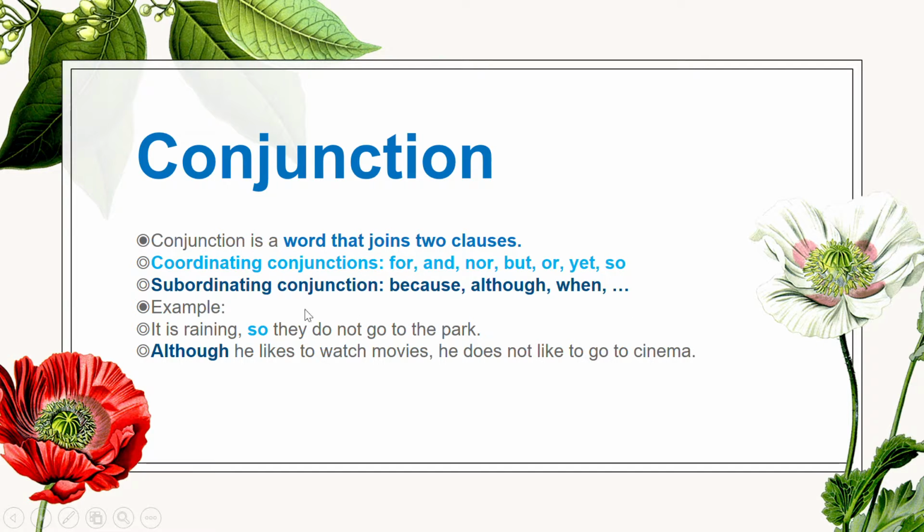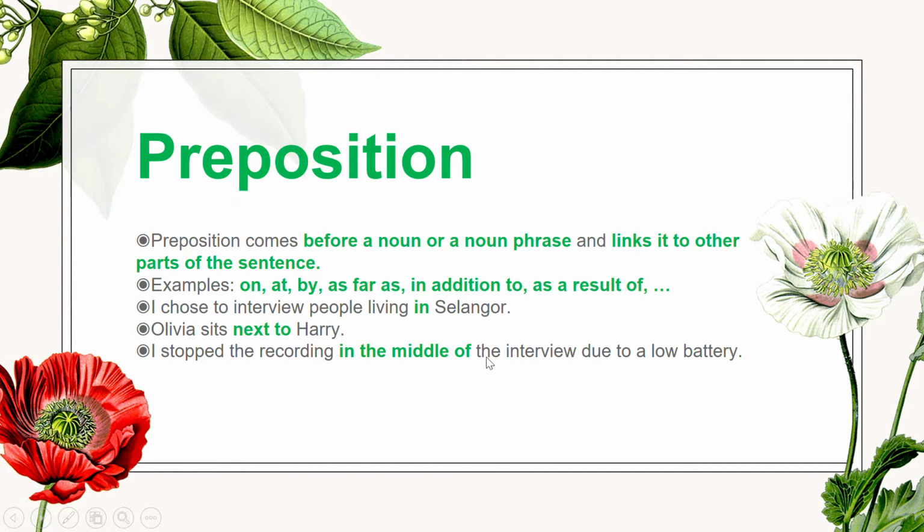I just want you guys to memorize these two types of conjunctions. Coordinating conjunctions are for, and, nor, but, or, yet, so, and subordinating conjunctions are because, although, and when. We will talk about these two types of conjunctions in future when we talk about different types of sentences. Okay, right. As I mentioned, when we talk about prepositions, a preposition comes before a noun or noun phrase and links it to a part of the sentence. Preposition can be a little bit tricky and it's very advisable for you to understand the preposition by reflecting back on your first language.